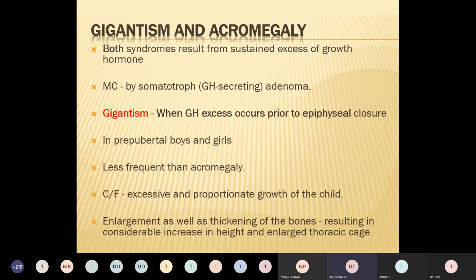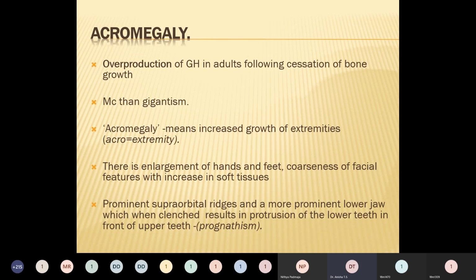These kids present with excessive and proportionate growth, with enlargement of the body as well as thickness, and because they look like giants, it's called gigantism. There is an increase in height and an enlarged thoracic cage also. What is acromegaly? It is the same, increased secretion of the pituitary gland, but after the cessation of bone growth, so it is usually seen in adults. Acro means extremities, and acromegaly means increased growth of the extremities. This is more common than gigantism.